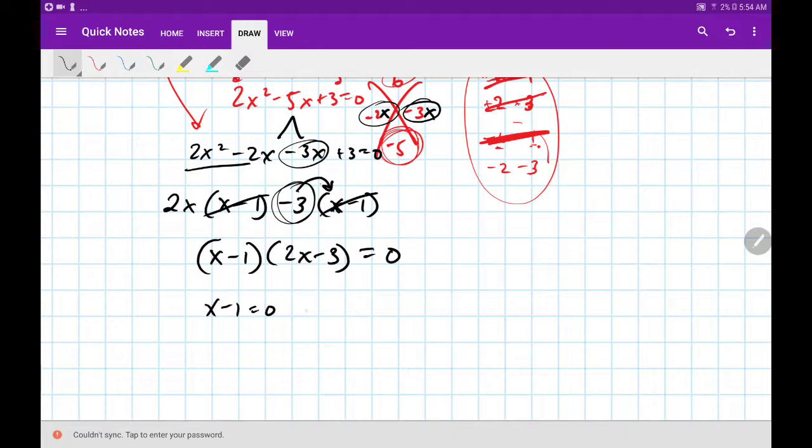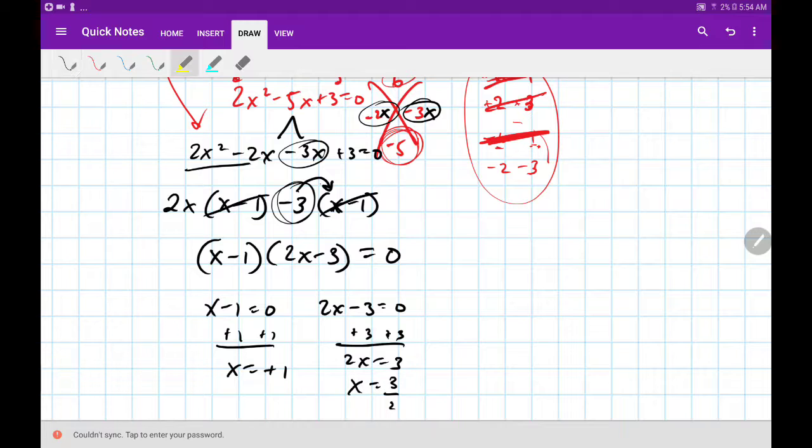Your answers, you should have got as your answers x equals positive 1 and x equals 3 divided by 2.